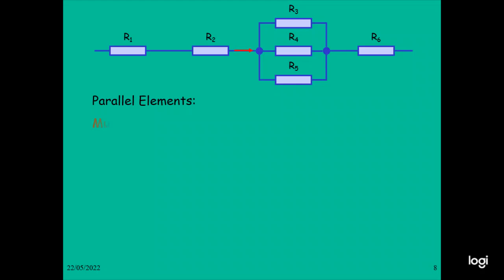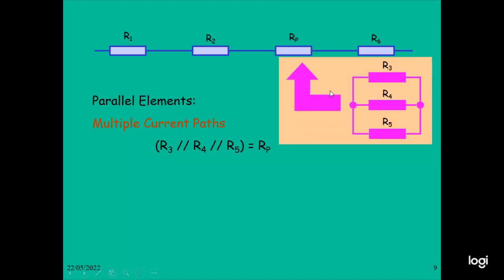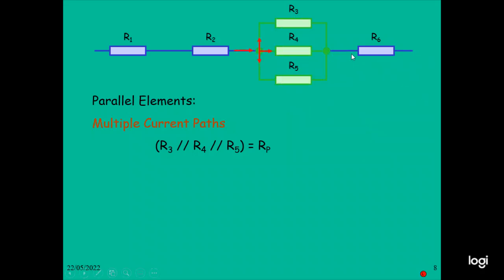This is a parallel element, and the multiple current path. So this is R2, R3, R4, R5. This is for the multiple current path. This is a parallel connection. So R2, R3, R4 is a parallel connection. So this is a parallel circuit here, the current will be flowing through this one.